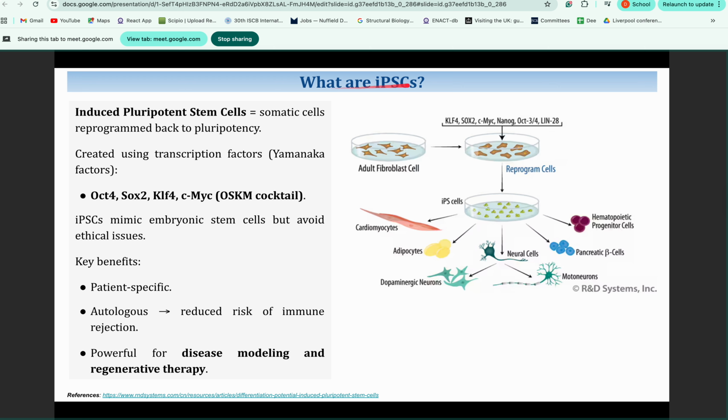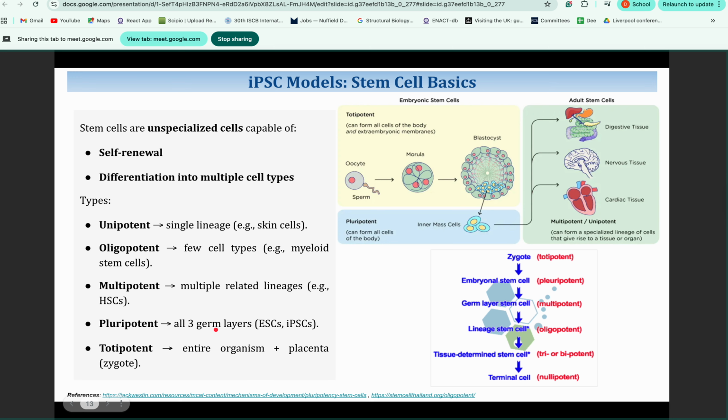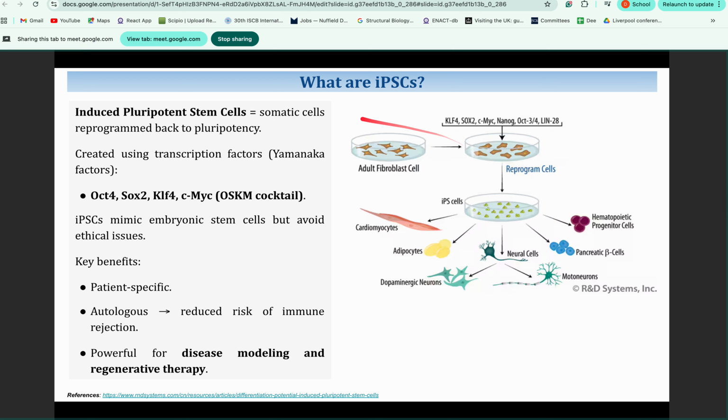Okay, now let's see what these iPSCs are. They are induced pluripotent stem cells: somatic cells which are reprogrammed back to pluripotency. Here we have seen that they can give rise to all three germ layers, like the inner cell mass. When we convert somatic cells back to pluripotent cells, that is known as induced pluripotent stem cells.